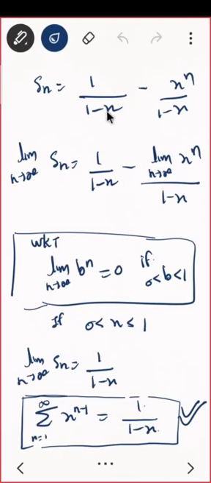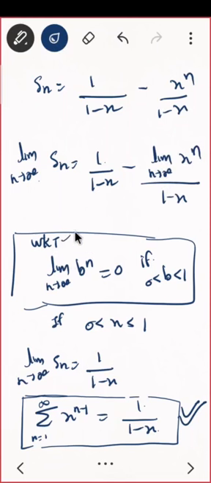So this is no problem for me. I just have to see this guy, that is the limit of Sn. This is equal to 1 upon this, and in the denominator also there is no term of n, so I'll forget about this. And when do you say this guy goes to 0?